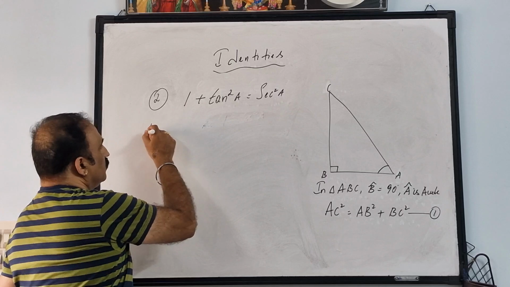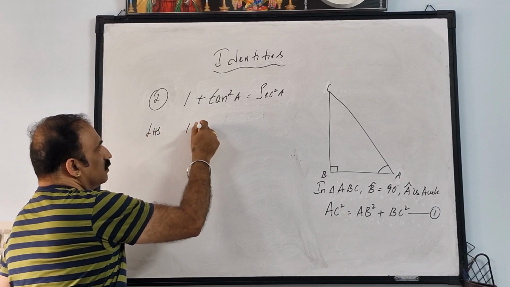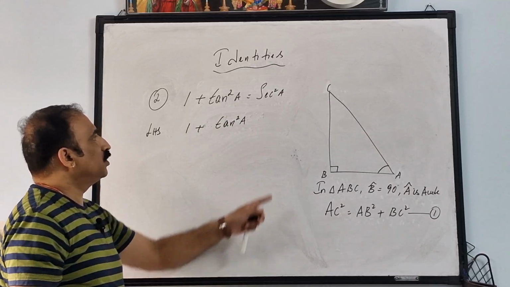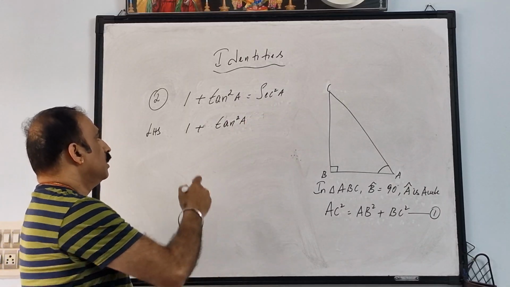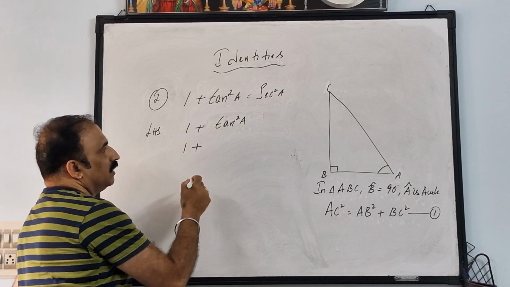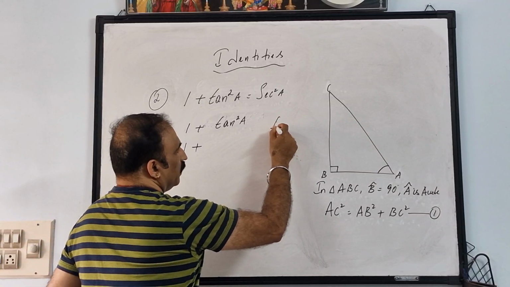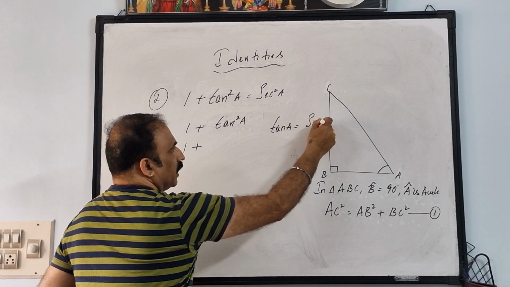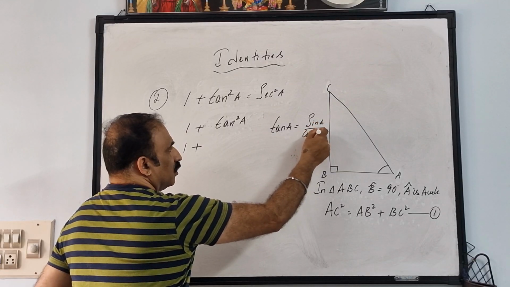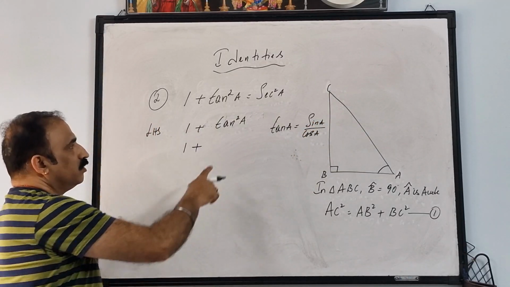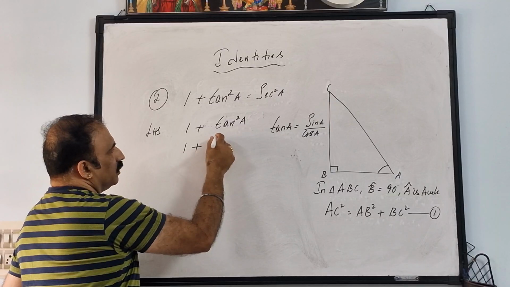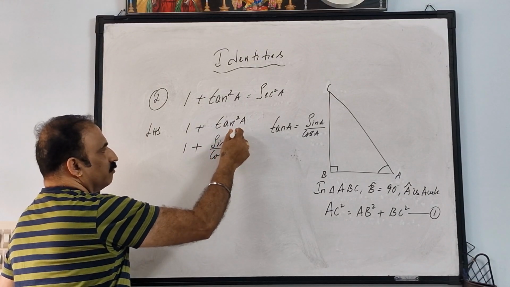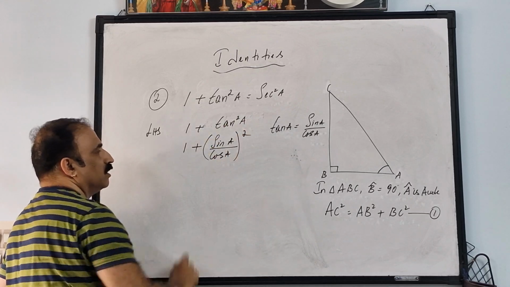Now if you look into LHS, 1 plus tan square A, which I required to prove as secant square A. Now I keep this 1 as it is, tan theta or tan A according to reciprocal ratios can be written as equal to sin A divided by cos A. Now according to that, if I apply it over here, then it is going to be sin A divided by cos A, and I've got a square there, whole square it is going to be.